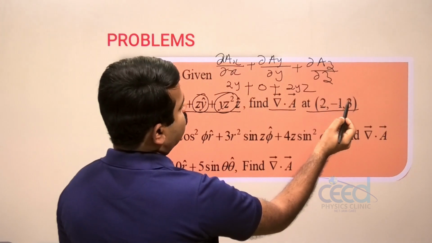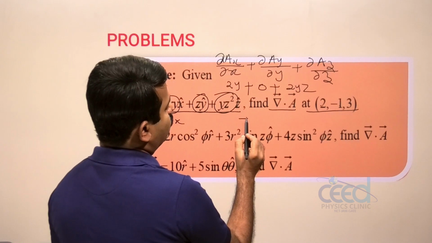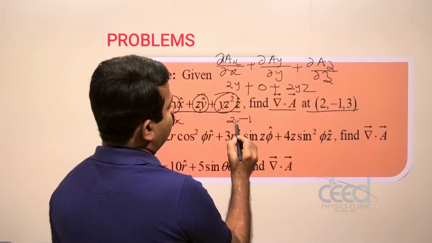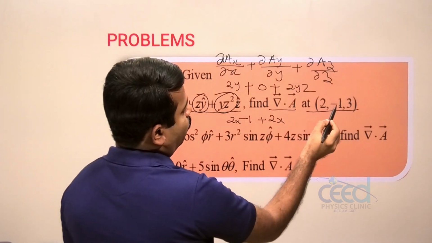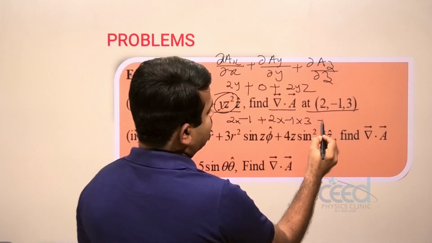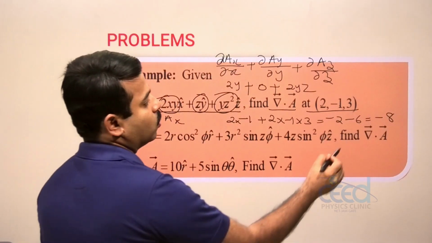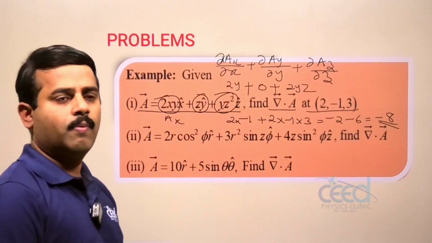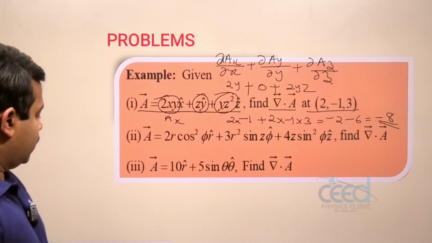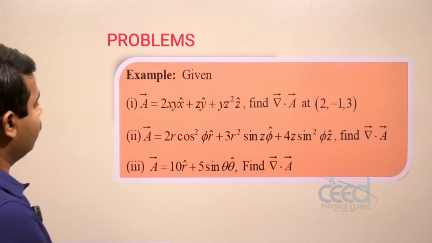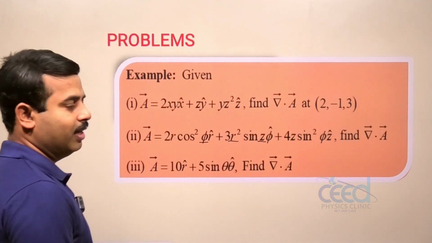Now at (2, -1, 3) they are asking. So you can put the y coordinate as -1. So 2 into -1, that is -2, plus here 2 into -1 into 3, that is -6. So -2 minus 6, that is -8, right? So the answer is -8. Alright? Now, the second question is given here, with r, phi, z all given, right?